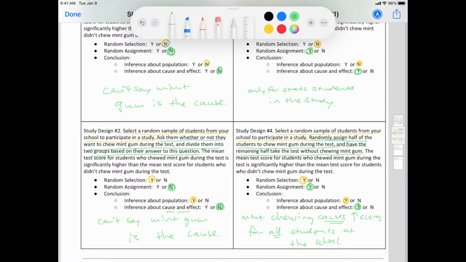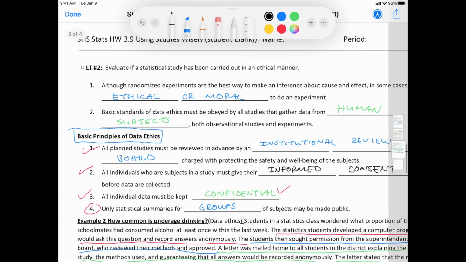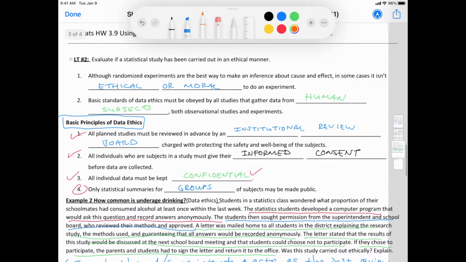Let's move on to the next page to talk about learning target number 2. All right, let's go over learning target number 2. It's already filled out because it didn't press record. Evaluate if a statistical study has been carried out in an ethical manner. Although randomized experiments are the best way to make inferences or conclusions about cause and effect, in some cases it isn't ethical or moral to do an experiment.